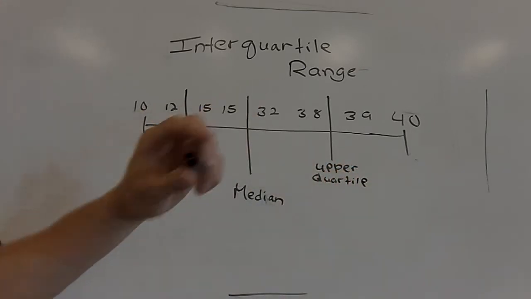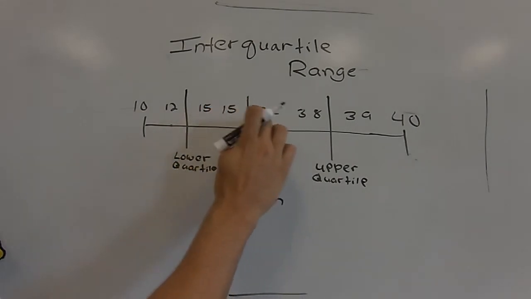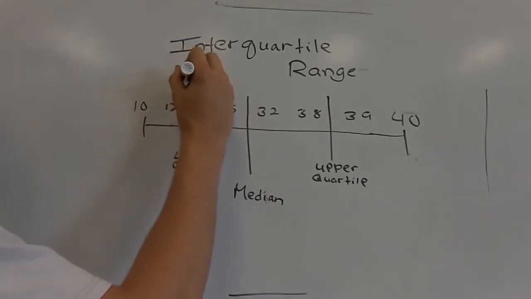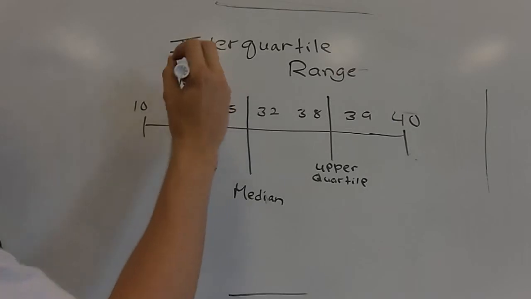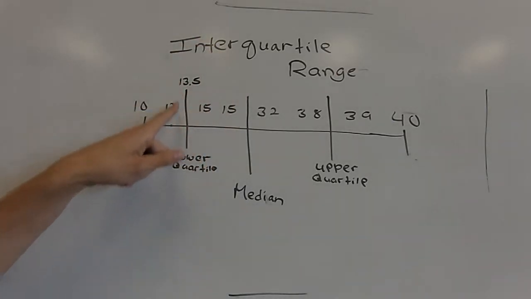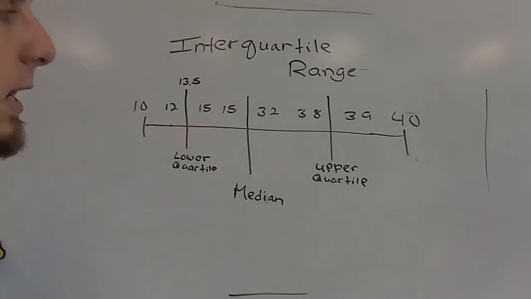I now have my 4 quartiles. These 2 inner quartiles are where my interquartile range is going to come from. I'm actually going to take my lower quartile and subtract it from the upper one. So this line is between a 12 and a 15, which would make this a 13.5. You have to find the number that lies between the 12 and the 15 to figure out what the lower quartile is. In this case, it's 13.5.